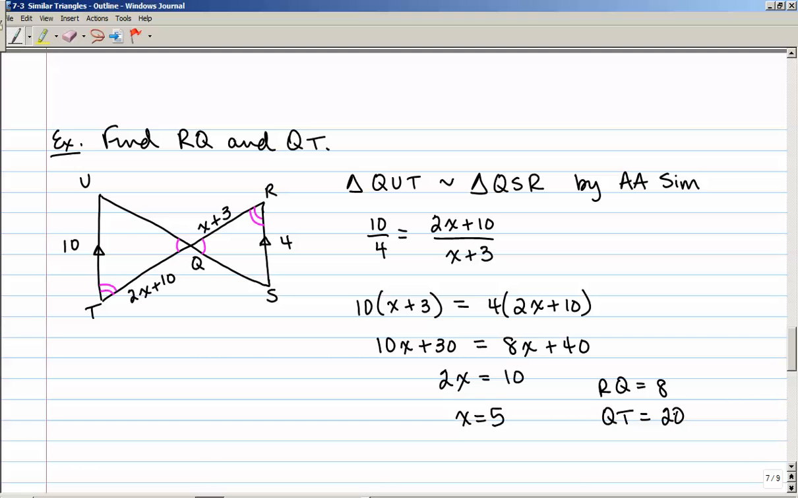So what we did was we showed that these two triangles were similar to each other by AA similarity. Since the two triangles are similar, then their corresponding sides are going to be proportional, and we use that to find the value of x and ultimately the lengths of RQ and QT.